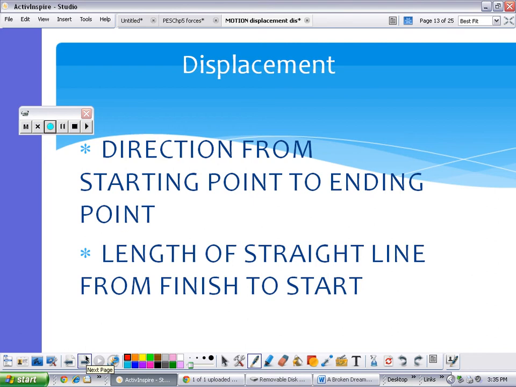Displacement, though, is the direction from the starting point to the ending point. This is the length of a straight line from finish to start, or point A to point B. So if I told you that my house distance was 3.2 miles, but it may only be like 1.3 if I did my displacement from the school straight to my house, as if a bird flew there, because they don't have to follow the roads.